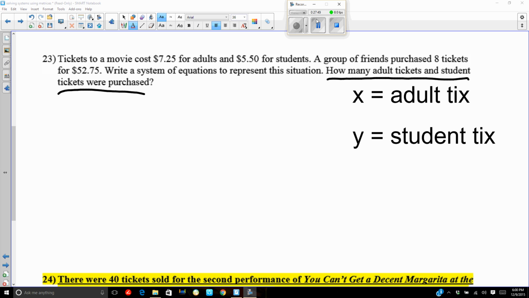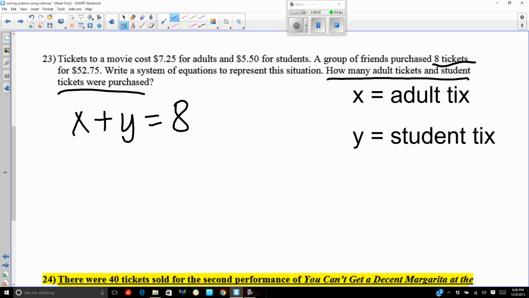Well, we do know that there were 8 tickets total purchased. So that means one of your equations is going to be x plus y equals 8. There's a total of 8 tickets purchased. We don't know how many of those were adult and how many of those were student, but we do know them added together. Their sum gives us 8.